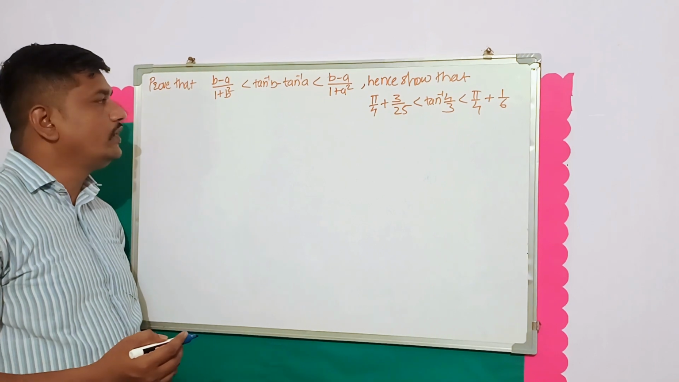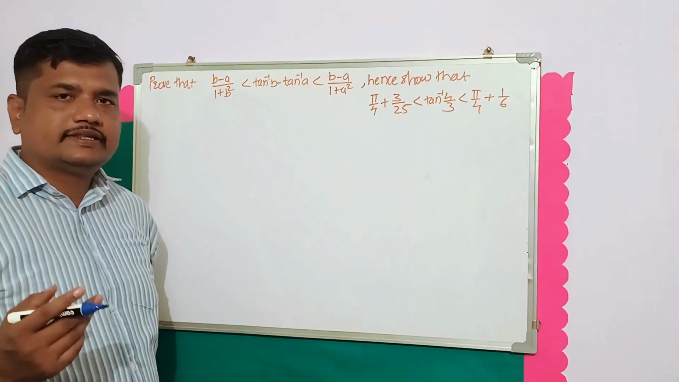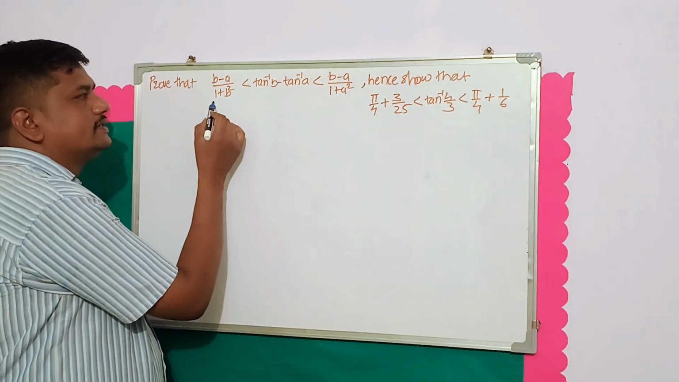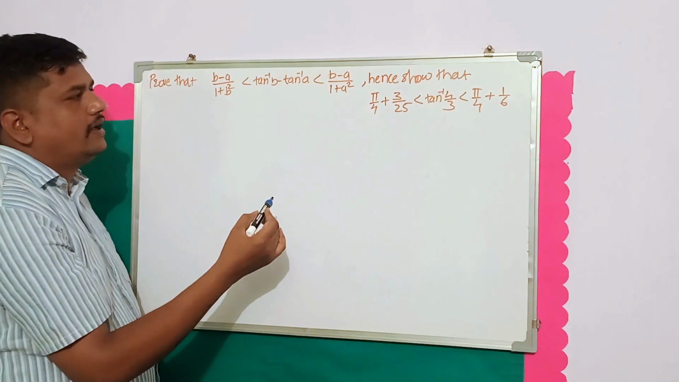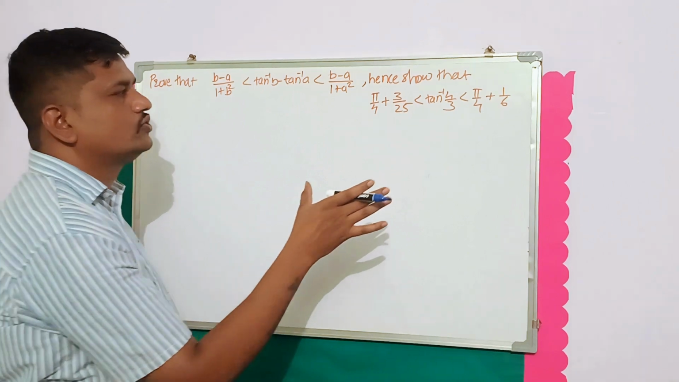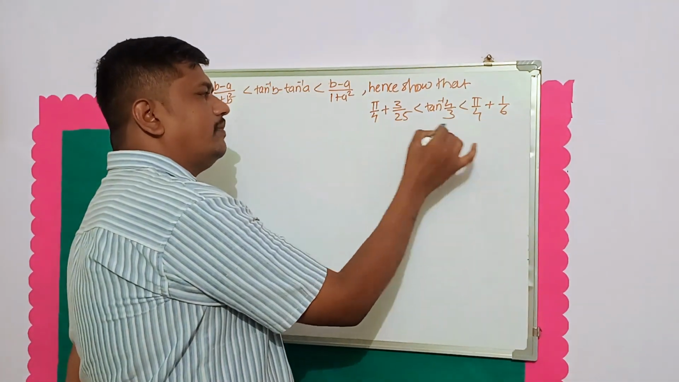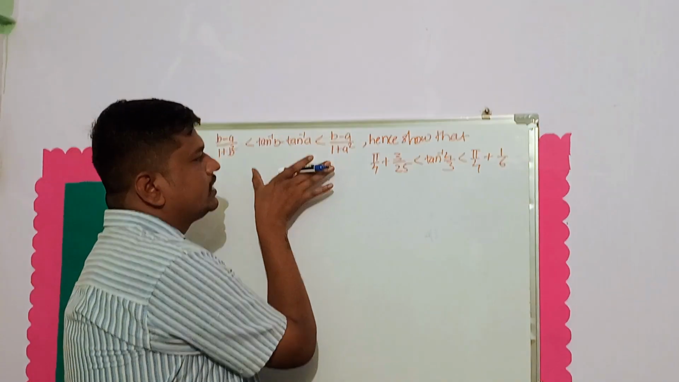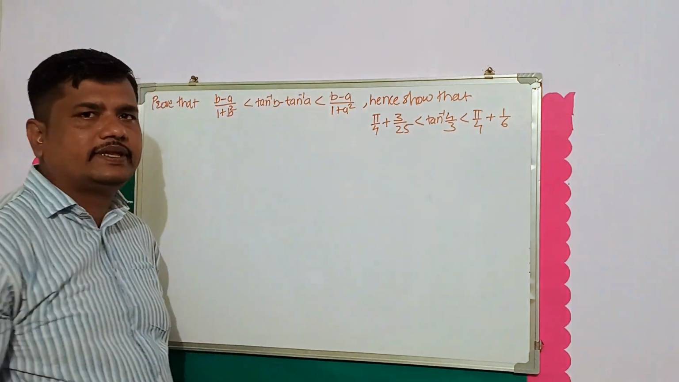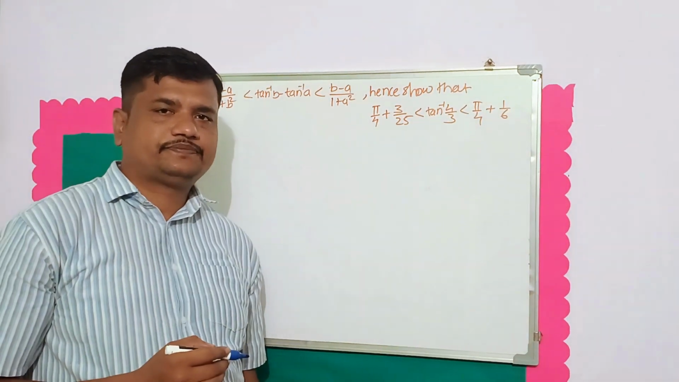Here we are going to solve the second category of problems based on Lagrange's mean value theorem. The problem will be like this: prove that some inequality holds, and hence show some other inequality. This is not mandatory. Sometimes you will get a question like this only, and sometimes both parts will be there. So let us see how to solve this kind of question.